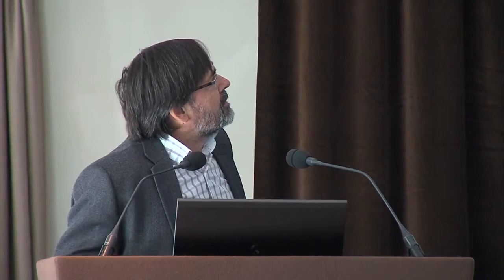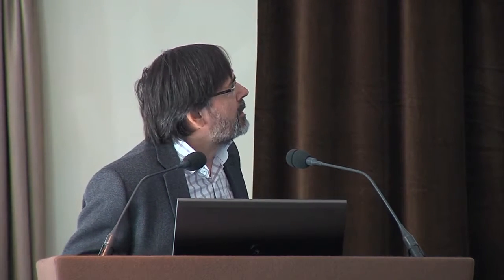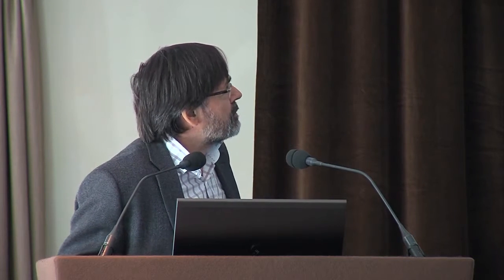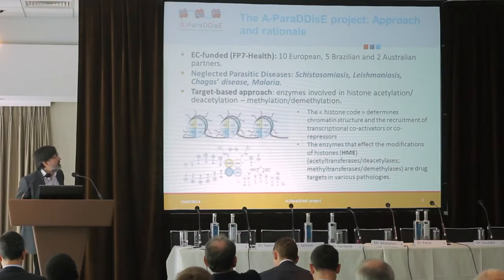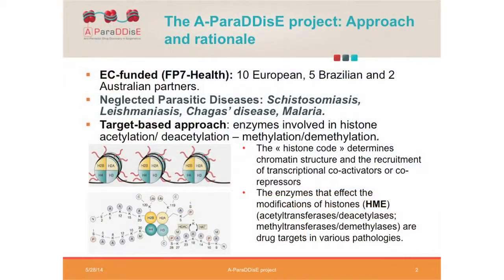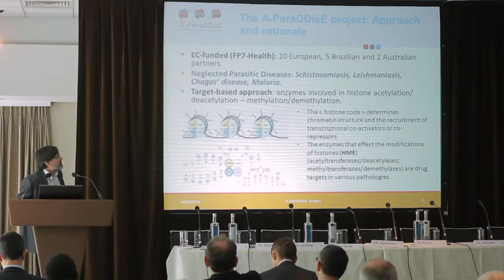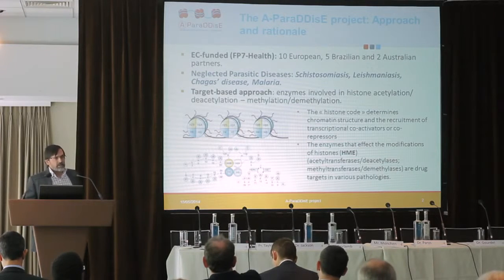The A-ParaDDisE project is an EC-funded FP7 health project with 17 partners in Europe, Brazil, and Australia. We're focusing on the neglected diseases, schistosomiasis, leishmaniasis, Chagas disease, and as well malaria, which is not strictly a neglected disease. And we're using basically a target-based approach, although not entirely. And we're interested, unlike the previous speakers, in enzymes that are involved in epigenetic modifications of the chromatin.